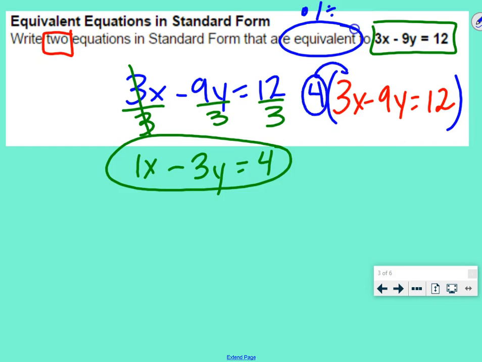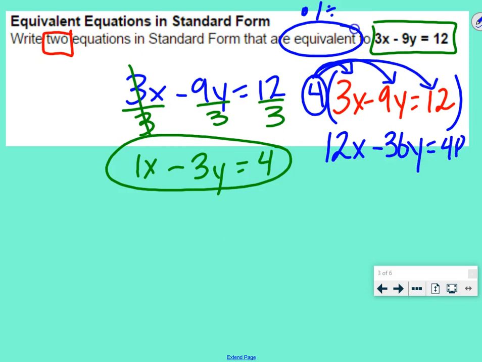Distribute the 4 to each number. So we're going to do 4 times 3, 4 times 9, and 4 times 12. 4 times 3 is 12x minus 4 times 9 is 36y equals 4 times 12, which is 48. So all three of these equations are equivalent to the original. The one I circled in green and the one I circled in blue are equivalent, which means the same.